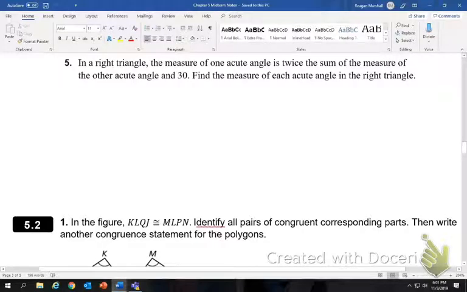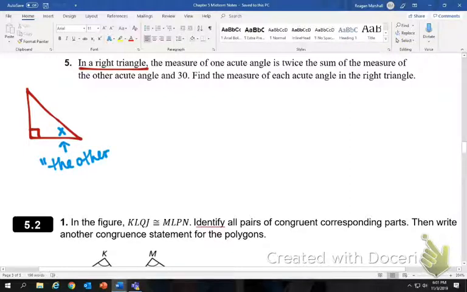In a right triangle, so stop what you're doing. Go ahead and draw a right triangle. Remember in these problems I told you one of the angles will always be x. X always represents the other acute angle. You'll see that in the words.